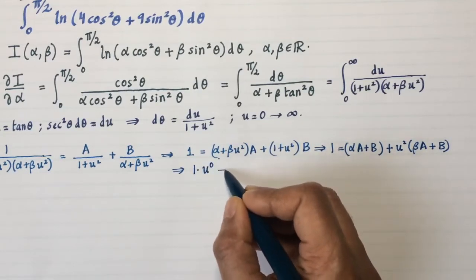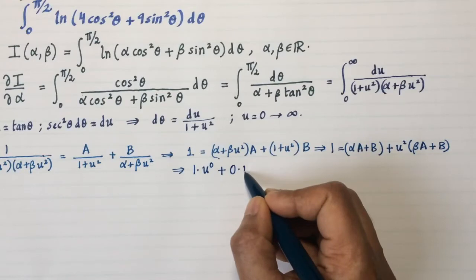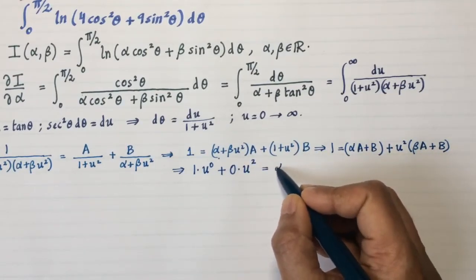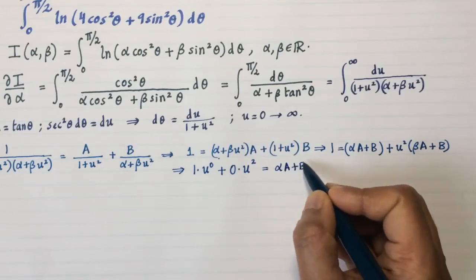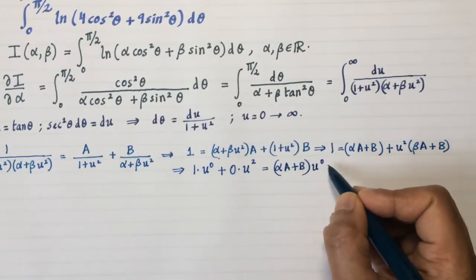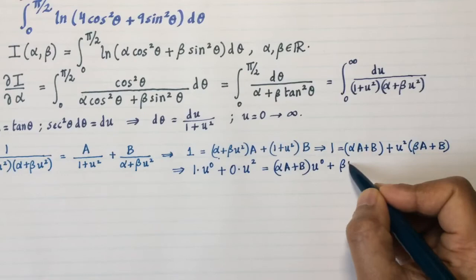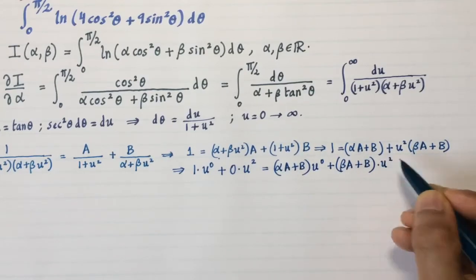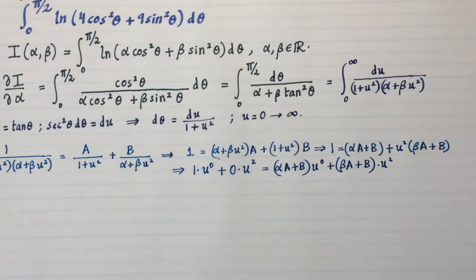1 times u to the power 0 plus 0 times u squared must be equal to (alpha a plus b) times u to the 0 plus (beta a plus b) u squared. So if I write it in this fashion, it's very clear what's going on. You have to set the coefficients equal. So alpha a plus b equals 1, beta a plus b equals 0. Let's solve that system.